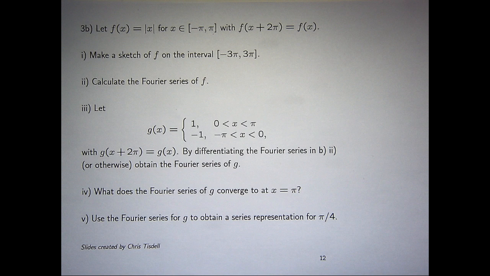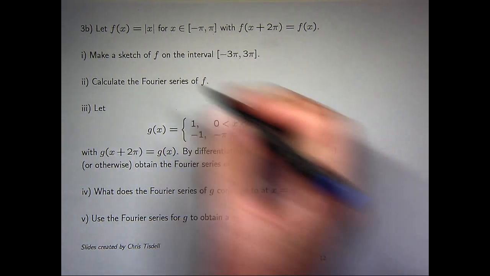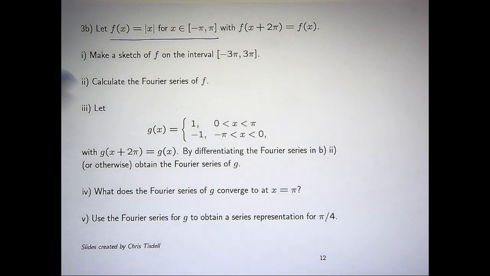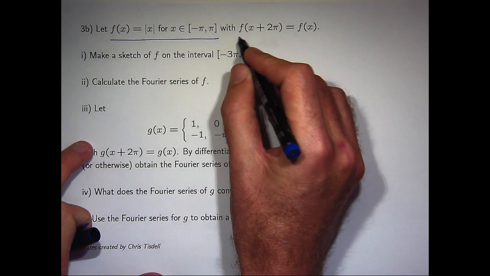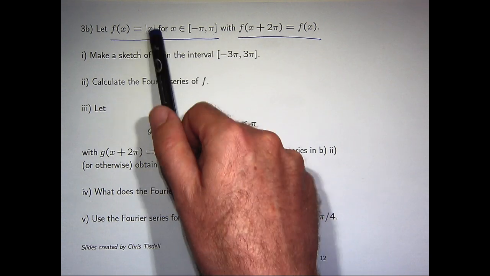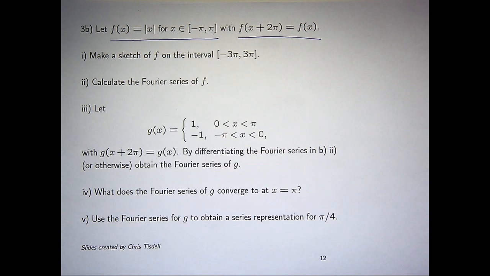Here is a review question on Fourier series. We're given a function that is this absolute value type function, and outside of the interval minus pi to pi, the function is periodic with period 2 pi. Now we're asked to do a few things. We're asked to sketch this f, calculate the Fourier series, and then do a few things with that Fourier series to form other interesting results.